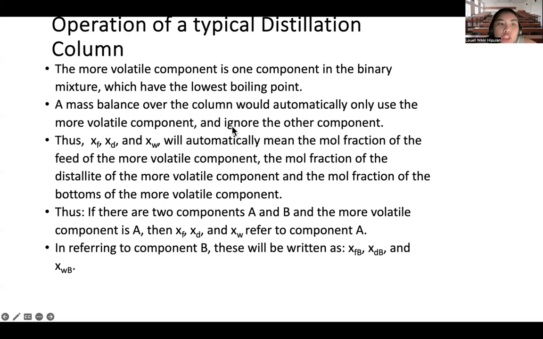So the mole fraction of the feed, the mole fraction of the distillate of the more volatile component, and the mole fraction of the bottoms of the more volatile component, or sino yung unang maboil. So yan yung symbol na to is nag-signify siya sa mole fraction ng more volatile component. If there are two components, A and B, and the more volatile component is A, then yung XF, XD, and XW, it's referred to as component A, ha?